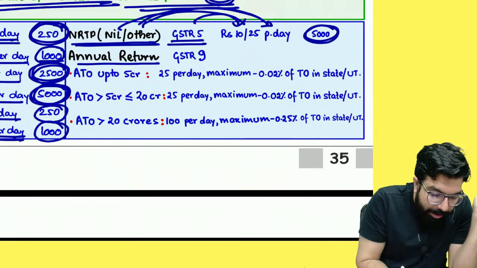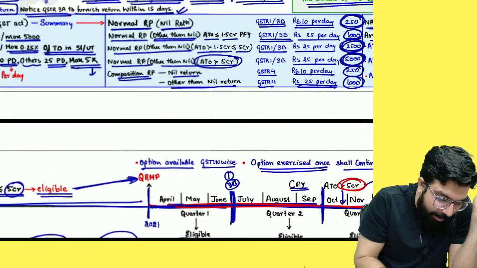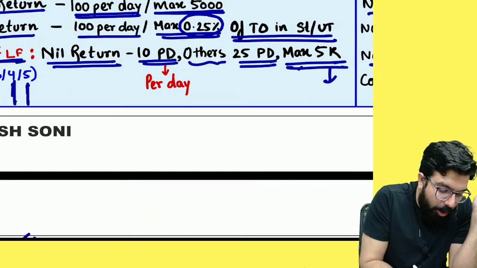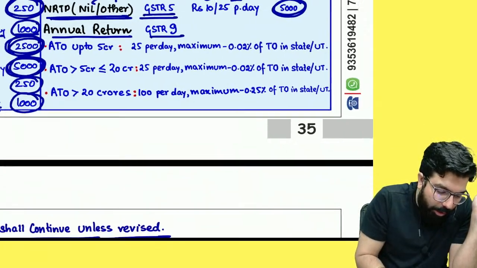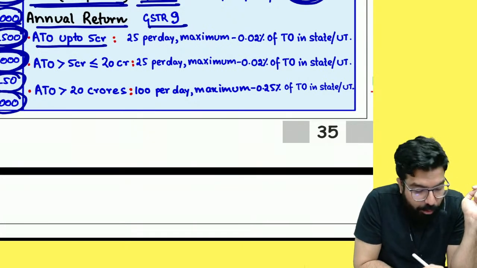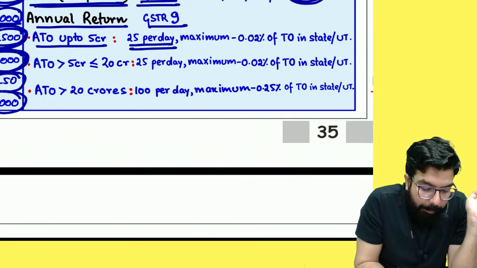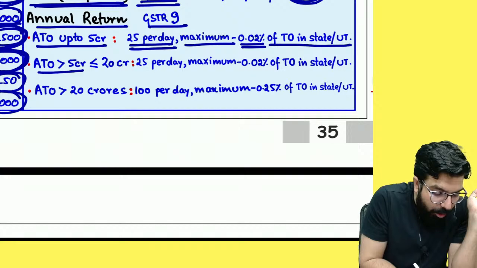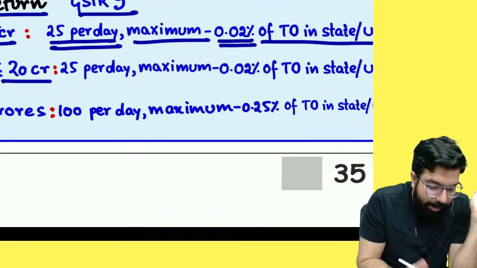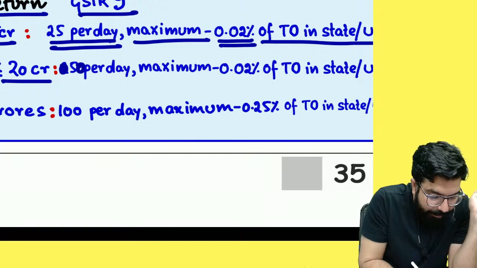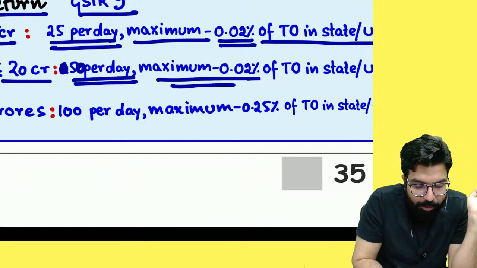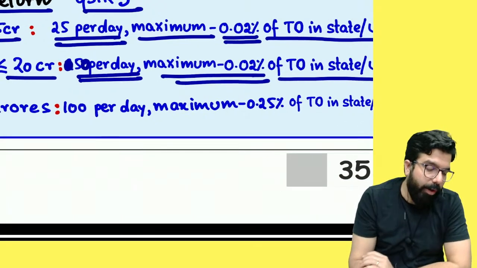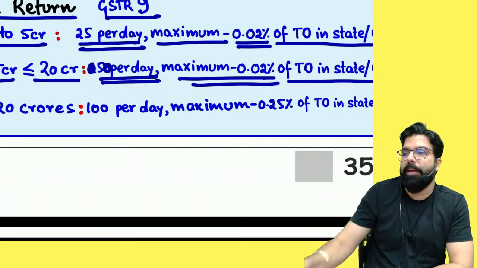Next. Annual return is GSTR 9. Now for annual return, what is the late fee? It is told, everyone, 0.25% of the turnover. Correct, everyone? And per day it was how much? 100. But then they went ahead and told, if your aggregate turnover is up to 5 crore, 25 rupees per day, maximum will be 0.02% of the turnover in state or Union Territory. If your turnover is more than 5 up to 20 crore, then it will be 50 rupees per day. Maximum will be 0.05% of the turnover.